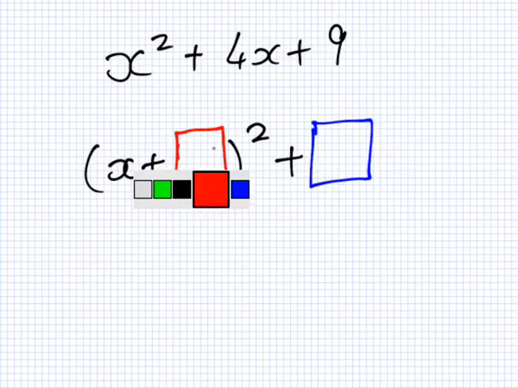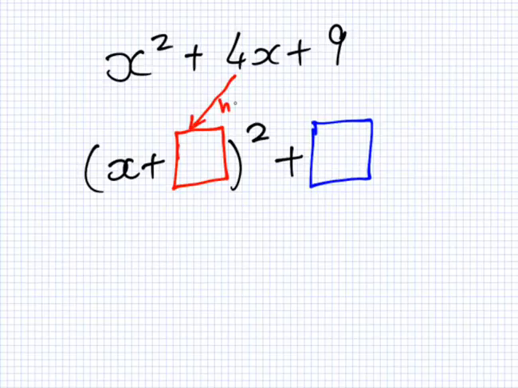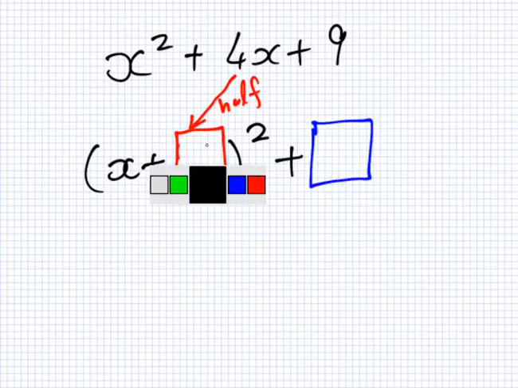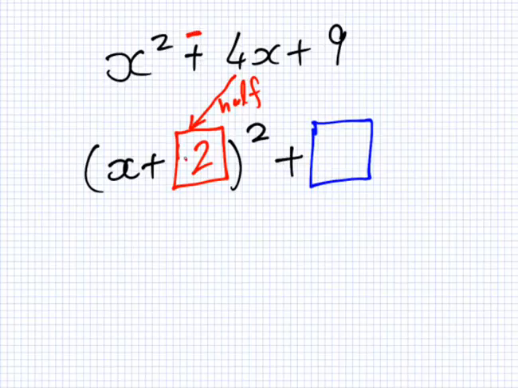So the number in red is always the easy one to find. This number that goes in here is always half of this number. So since this is positive 4, this one will be positive 2. And of course if it was minus 4, then it would be minus 2. So exactly half.